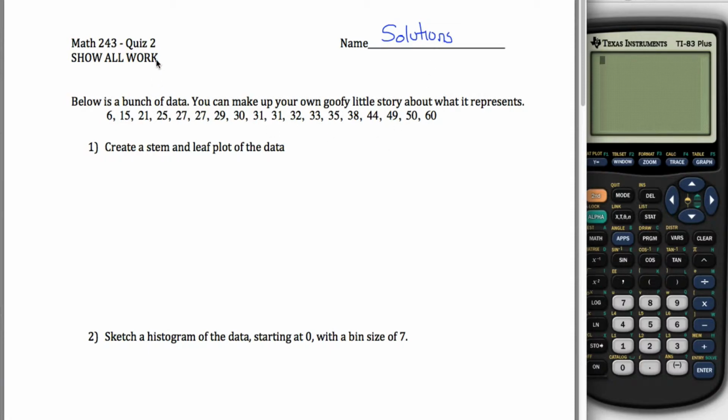For our first quiz. No, our second quiz, I suppose. For, what is this, Math 243. Given a bunch of data, not told a story about it because I wasn't feeling too clever, and asked to create a stem and leaf plot.